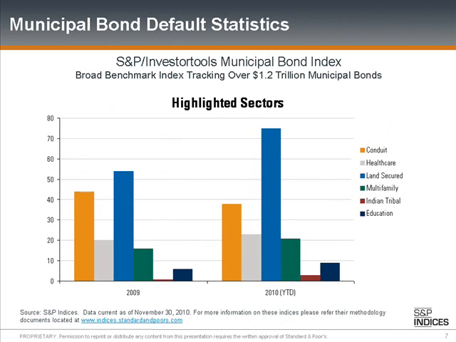Let's take a look at some sectors. In the S&P Investor Tools Municipal Bond Index, we've highlighted some key sectors, and historically, the municipal bond defaults have come from four types of sectors: the conduit sector, the multifamily sector, land secured or special assessment sector, and the healthcare sector. That historical trend seems to be holding for 2009 and 2010, with 2010 seeing a dramatic increase in land secured or dirt deals going into default.